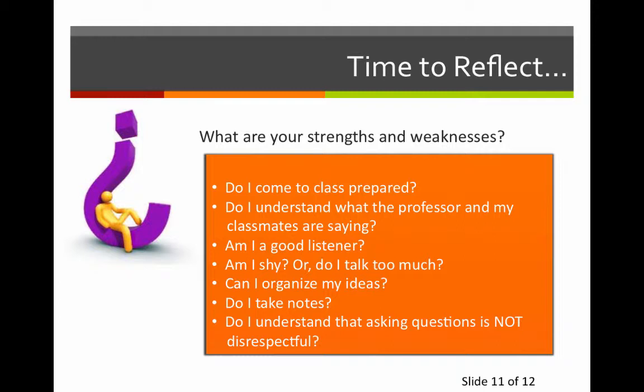Now it is time to evaluate your strengths and weaknesses. Read over the questions on this slide. What are you really good at? What is hard for you? Can you use any of the strategies from this presentation in your next class? Which ones? Write down your ideas.